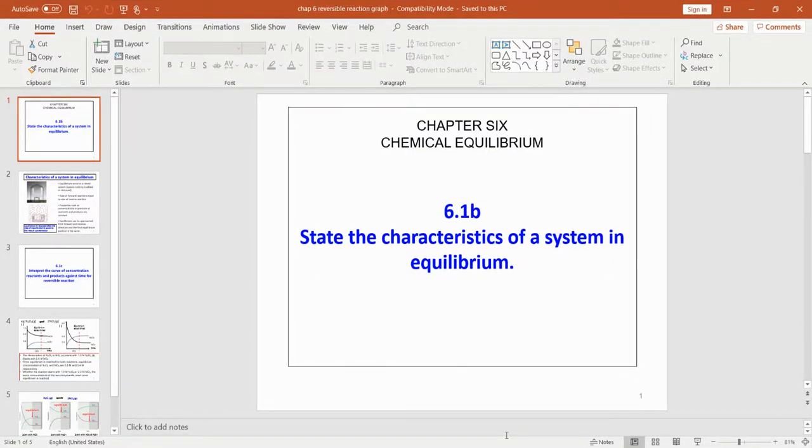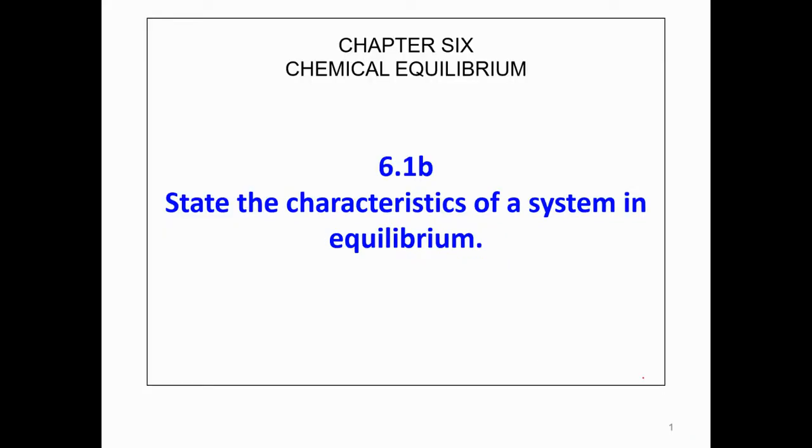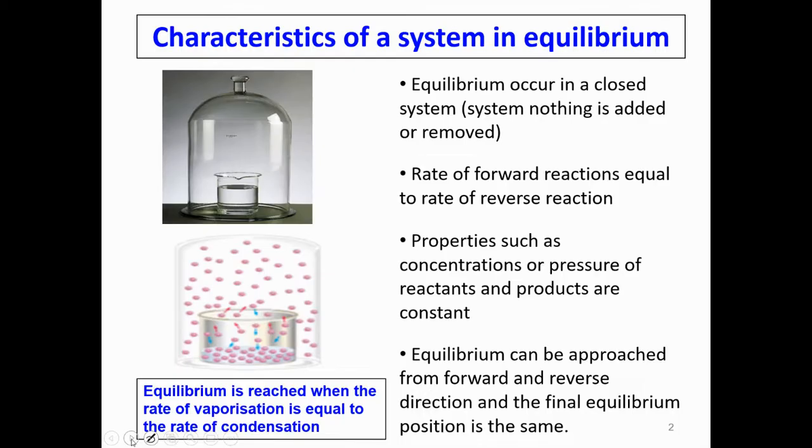Welcome to chapter 6.1. Now we shall continue with stating the characteristics of a system in equilibrium. So the characteristics of a system in equilibrium are: one, it must be in a closed system, which means that nothing is added or removed. The rate of forward reaction equals the rate of reverse reaction.